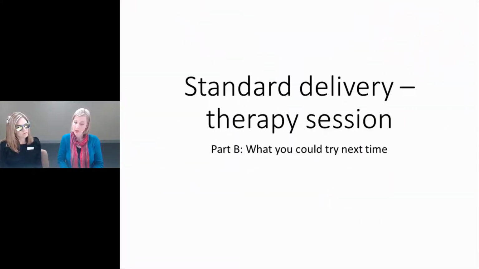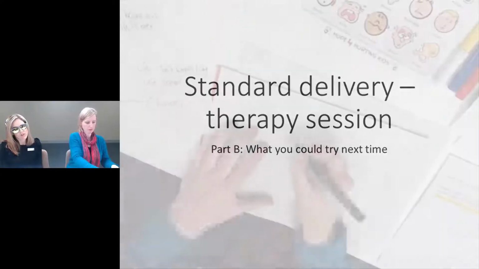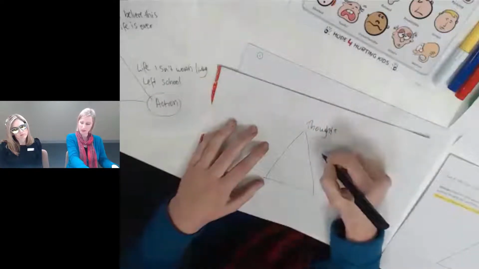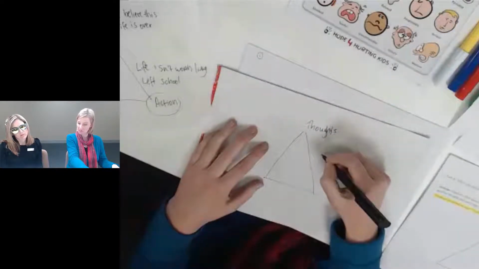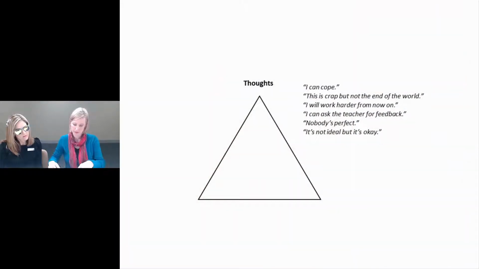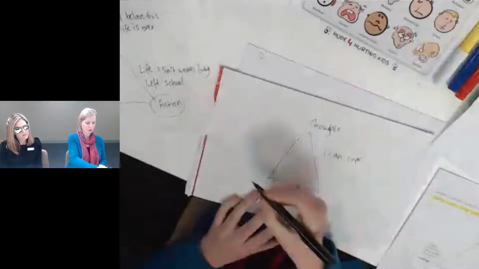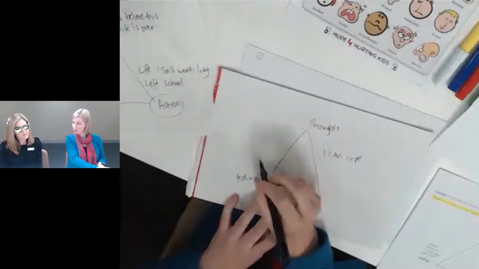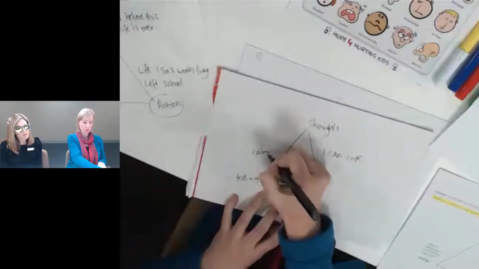Now let's think about another way of responding that might change the outcome. What are some different and more positive thoughts you could have about your test result? I don't know. What about something like, I can cope, this is crap but not the end of the world? It was crap. How might you feel if you had these thoughts? Maybe a bit more calm, hopeful.